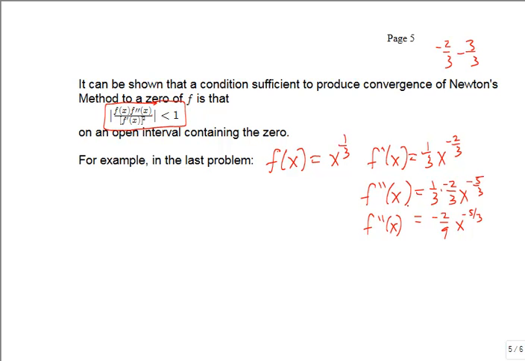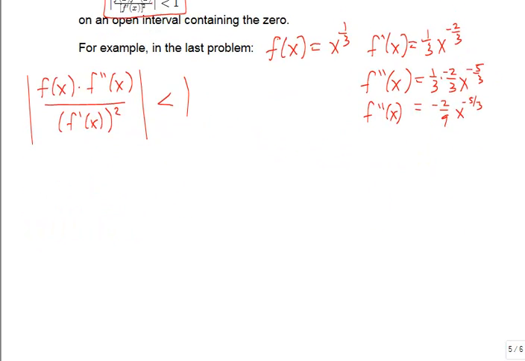So let's apply this condition. So according to this, we need to take the function f times the second derivative of f divided by the first derivative of f squared, and in absolute value we want to show that that is less than 1. So our function was x to the 1/3. Our second derivative was negative 2/9 x to the negative 5/3. And in the denominator, the first derivative was 1/3 x to the negative 2/3, and we need that squared.